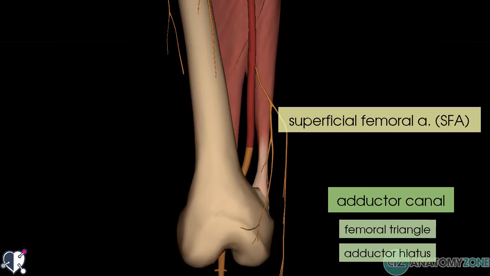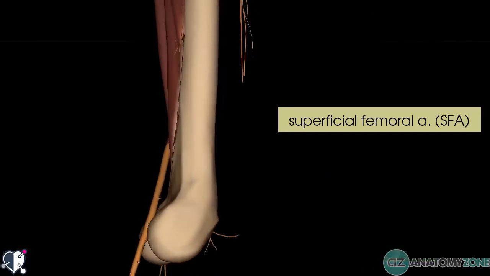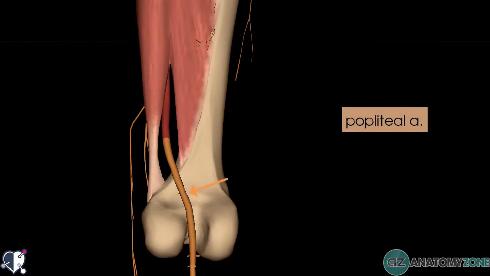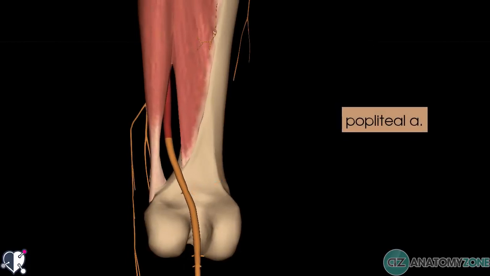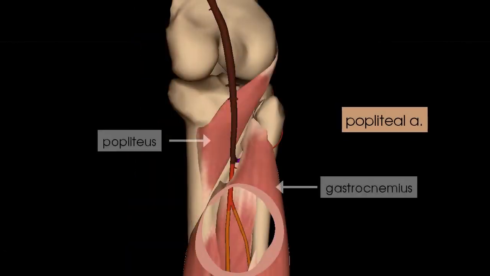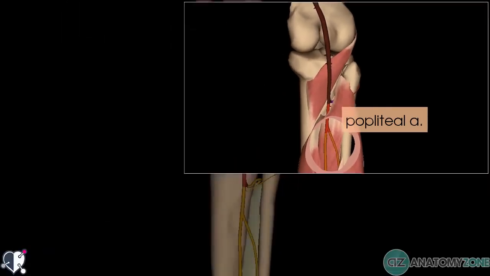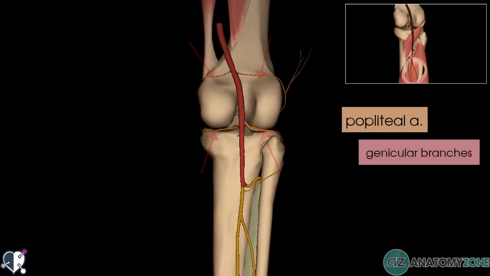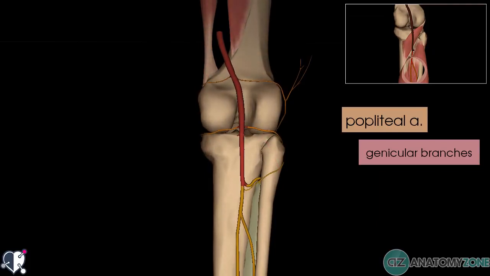As the SFA passes through this hiatus into the posterior compartment of the thigh, it becomes known as the popliteal artery. This artery passes between the gastrocnemius and the popliteus muscles, and it gives off genicular branches which supply the knee joint, and it then divides into anterior and posterior tibial arteries.